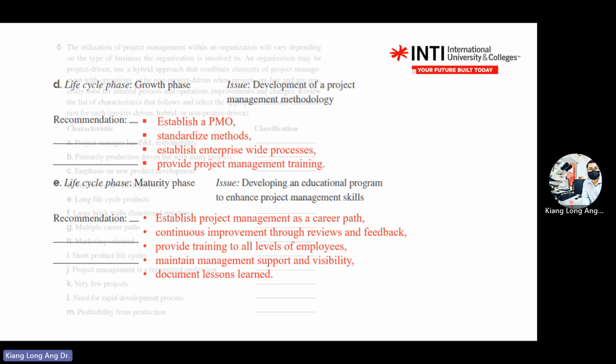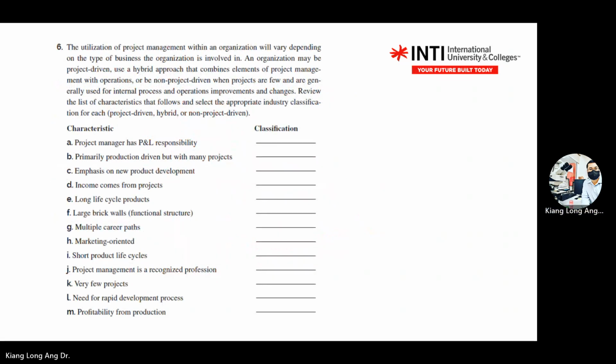Okay, number 6 here is very likely to come out in your assessment, because it's an important element. You need to know the difference between project-driven, non-project-driven, and hybrid. It's an important chapter for project management: the utilization of project management. You need to identify which one is project driven, which is not project driven, and which is hybrid.